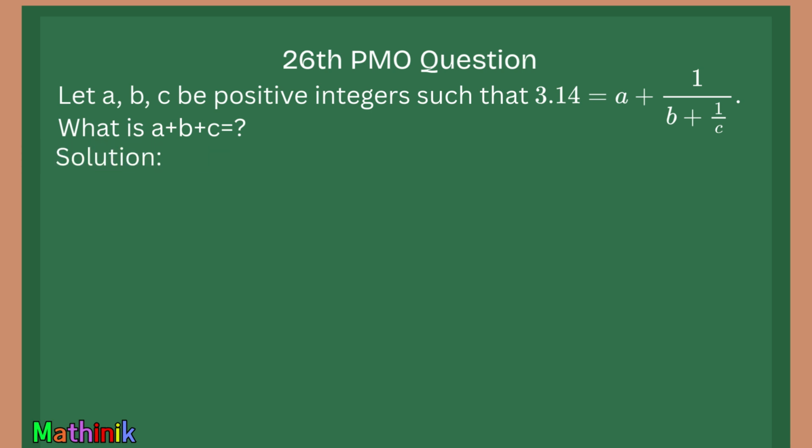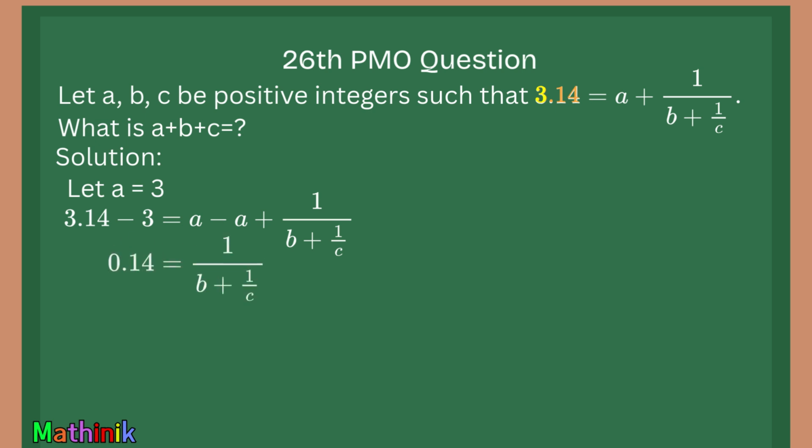First, we look at the number 3.14. The whole number part of 3.14 is 3. Since a must be a positive integer, we let a be equal to 3. Next, we subtract 3 from both sides of the equation. This gives 0.14 equals 1 divided by the quantity b plus 1 divided by c.